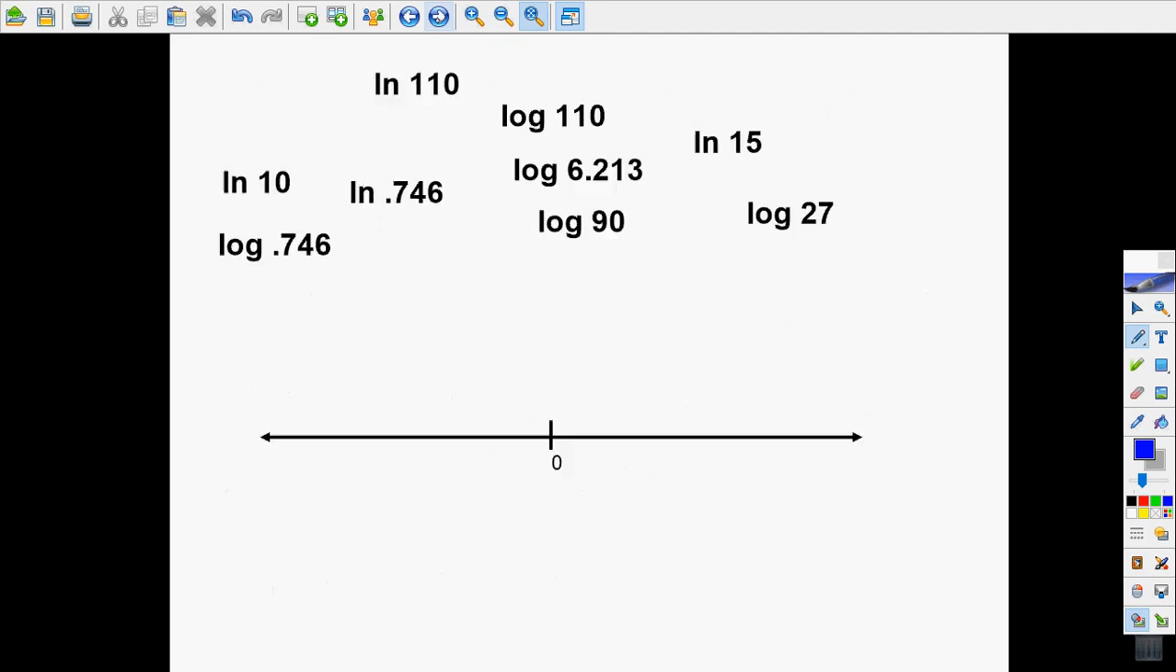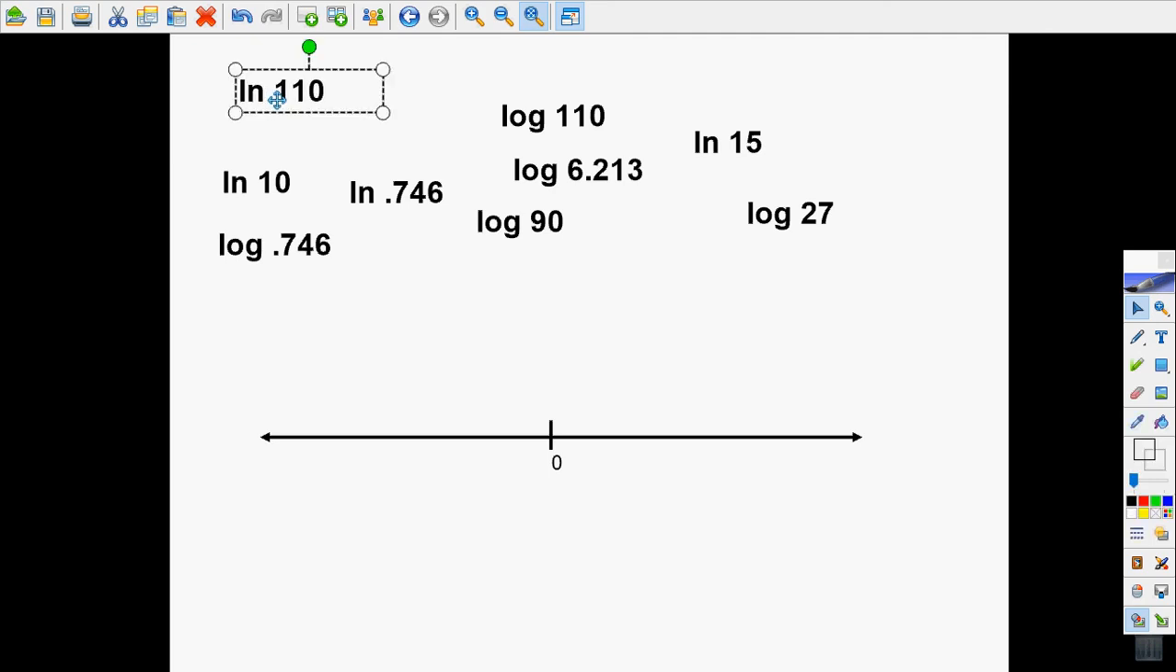All right, so what we're going to talk about is where the logs live on a number line. So there isn't really anything that you need to do on this. We just need to understand where their position is. So as logs increase, remember that logs are equal to exponents.